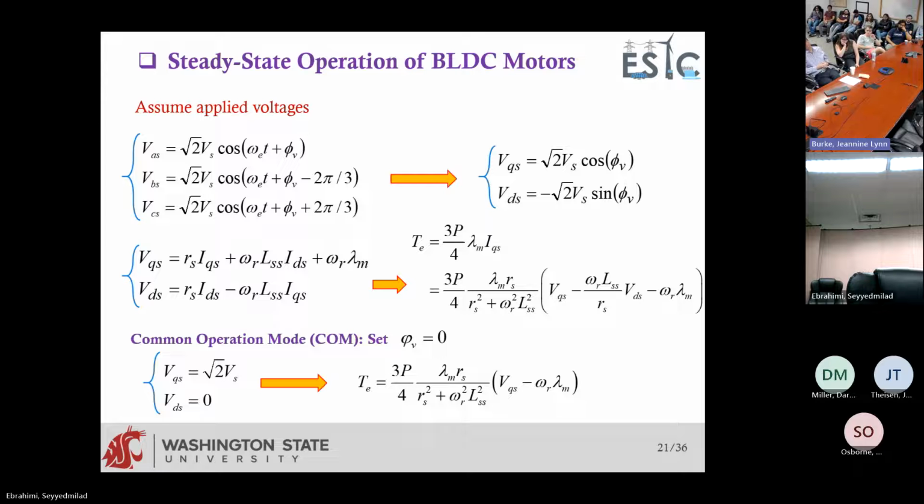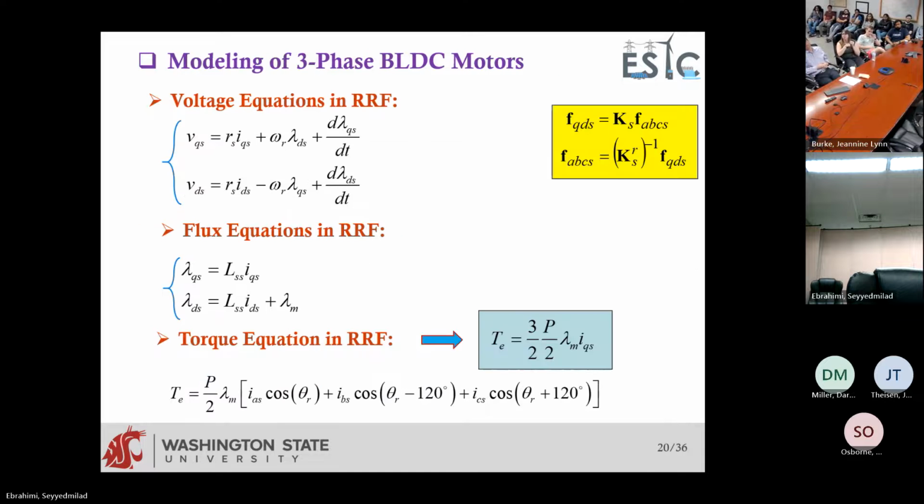If I move them to the QD rotating reference frame, they'll become like this, right? It's going to be square root of 2 V RMS, the peak of the phase voltages, multiplied by cosine of phi v. Now these are going to be the inputs to my QD model. And I know that in my equations in QD, if I'm in a steady state, because everything is DC now, d over dt terms will be equal to 0. So it's going to be VQ equals R IQ plus omega R lambda D.